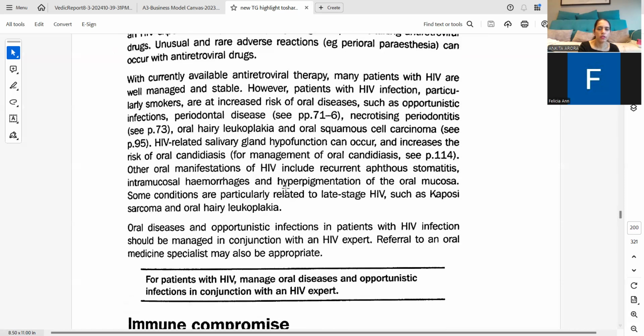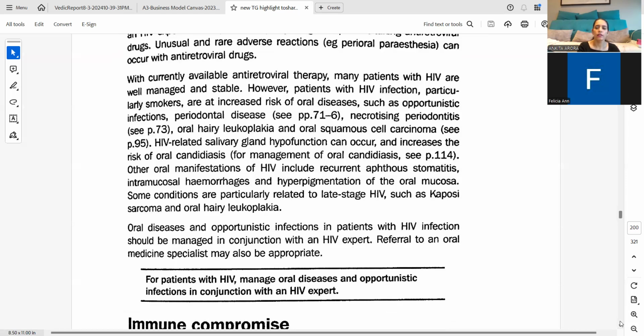So this is a key answer option we are highlighting: all these diseases, whatever oral cavity conditions or opportunistic infections have been mentioned above, should be managed in conjunction with the HIV expert. Referral to an oral medicine specialist may also be appropriate.